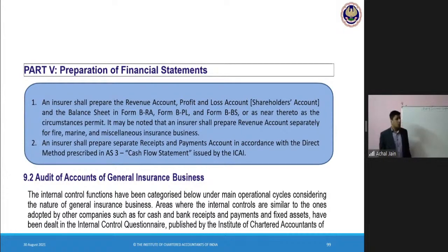Now moving on to some of the specific items related to the insurance business. Now, before I move on to some of the specific items related to the general insurance business, let us go back to some of those items which we have discussed in relation to life insurance business. Premium.